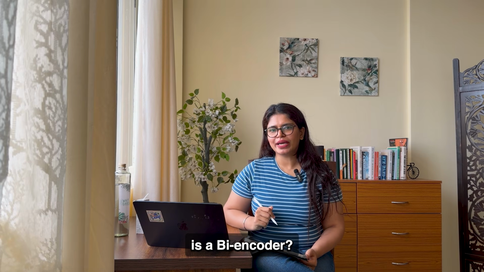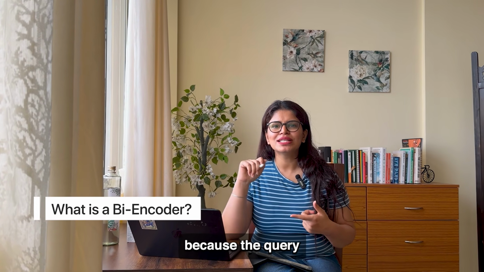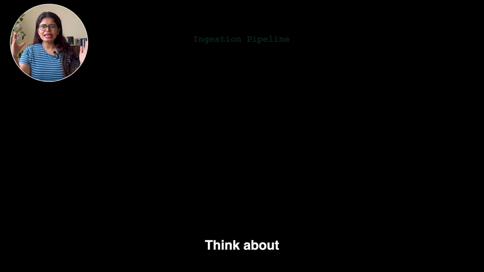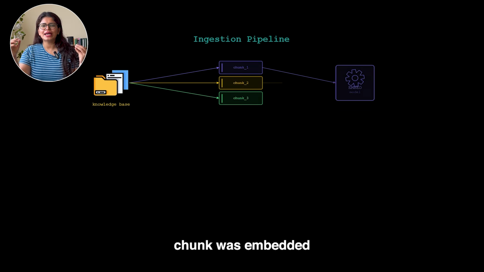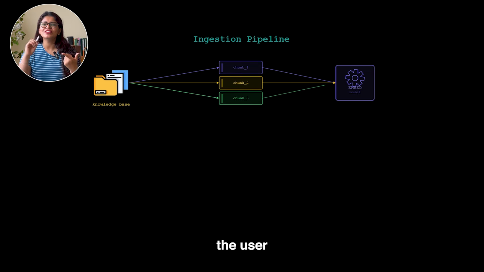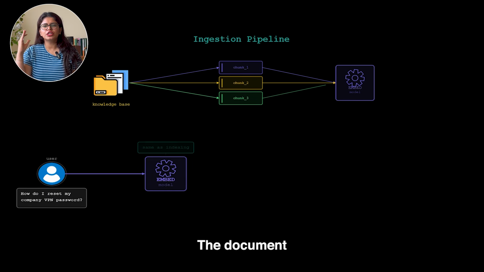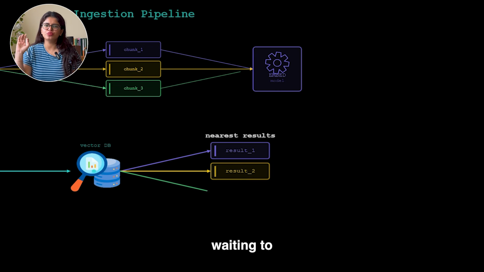So what exactly is a bi-encoder? A bi-encoder is called a bi-encoder because the query and the document are encoded independently. Think about the ingestion stage. Every document chunk was embedded long before the user even asked a question. Days ago, weeks ago, maybe months ago, during the ingestion phase. Now, when the user sends a query, only the query needs to be embedded. The document embeddings are already sitting inside the vector database, waiting to be searched.